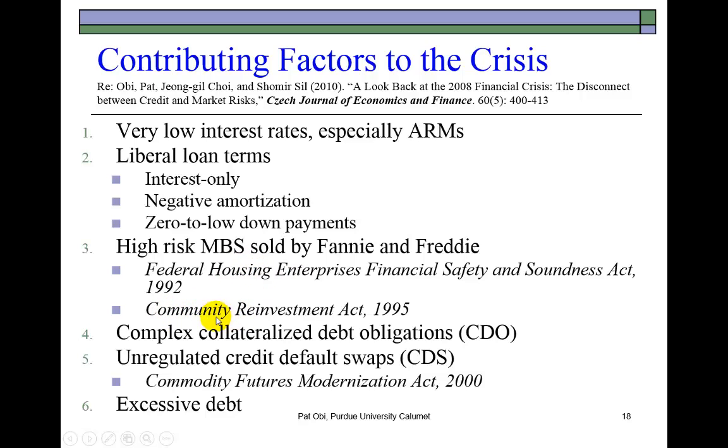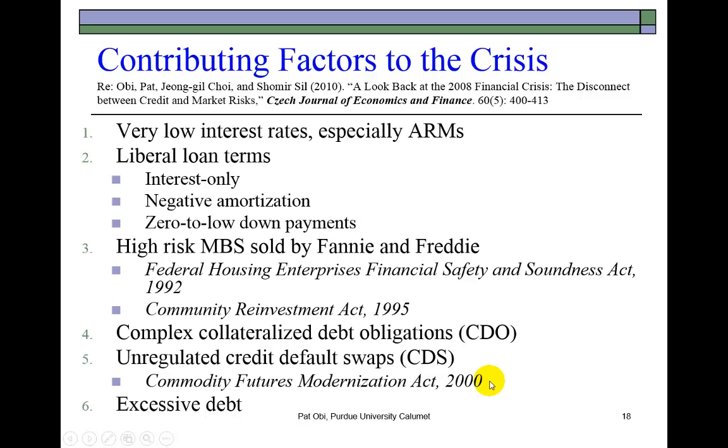This law here, also the Community Reinvestment Act of '95, which President Bill Clinton signed into law, also encouraged the extension of loans to individuals who live in low-income neighborhoods. And then, of course, number four, the use of complex collateralized debt obligations. And number five, the use of unregulated credit default swaps, which came into use, or at least were formalized, by virtue of the Commodity Futures Modernization Act of 2000.